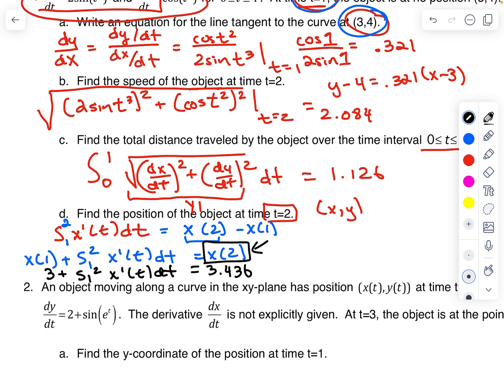So if you think about it, this should make logical sense. The final position at 2 is what you started with, the position at 1, and then add on the additional position. It's moving in the x direction. And that's my x coordinate, though.